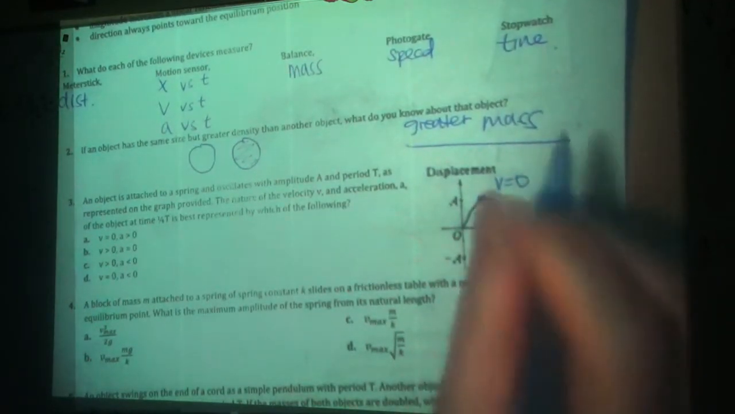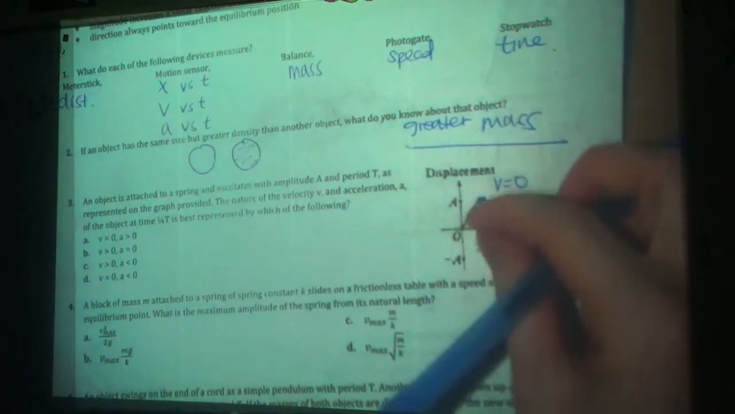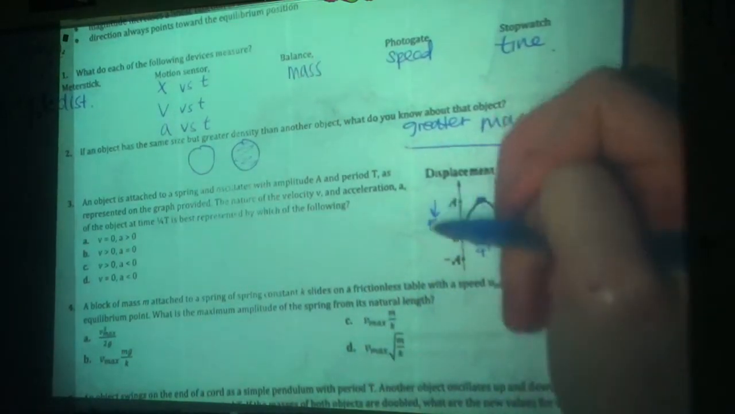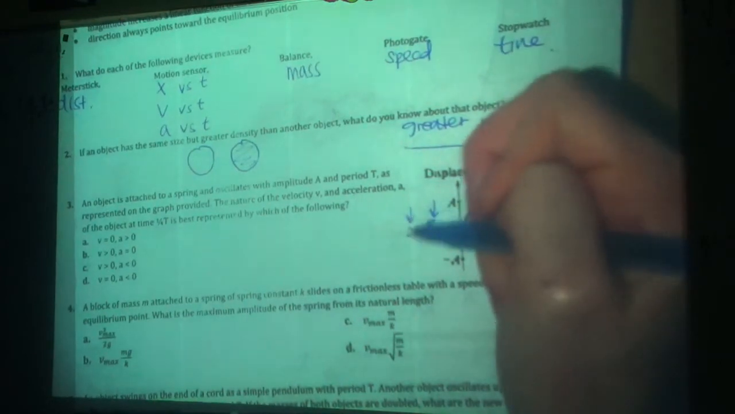We have to be careful with your sign. When it's being pulled in the positive direction, it's going to feel a force towards equilibrium, towards the negative direction, so its acceleration is going to be negative. So I want velocity equals 0, which crosses off B and C. This is saying A greater than 0, which is positive. I want A less than 0, negative, so that's why D.